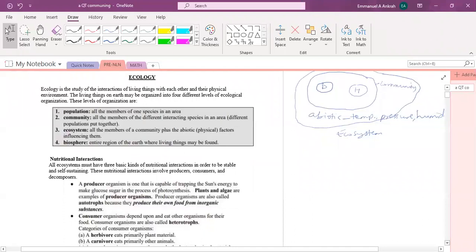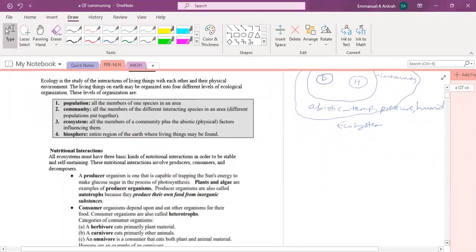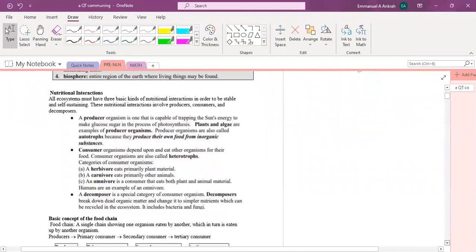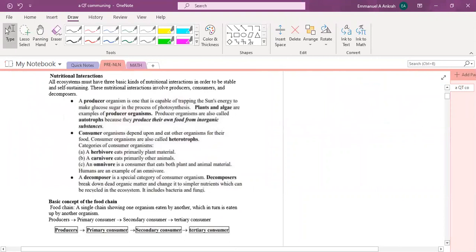So now let's focus on nutritional interactions. This is a very important topic that you have to know very well. All ecosystems must have three basic kinds of nutritional interactions in order to be stable and self-sustaining. These nutritional interactions involve producers, consumers, and decomposers. Three things: producers, consumers, and decomposers.